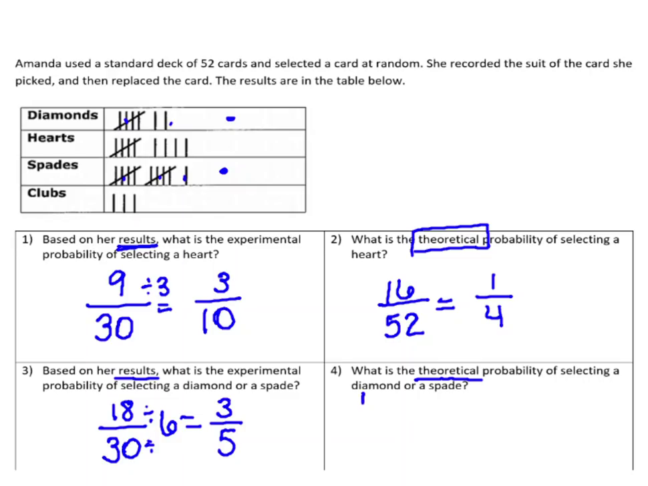So if there's 16 diamonds and there's 16 spades, that means there's 32 out of 52, which should be half.